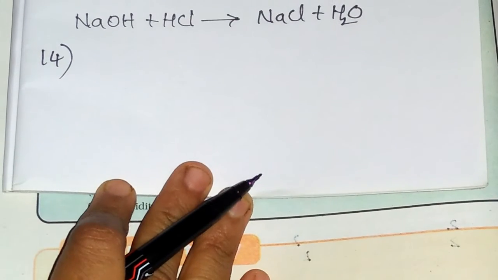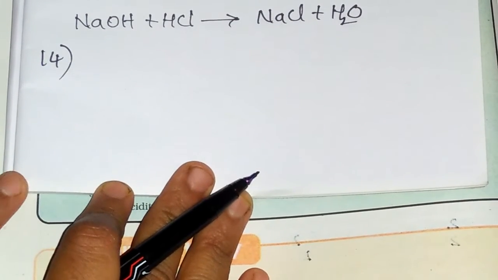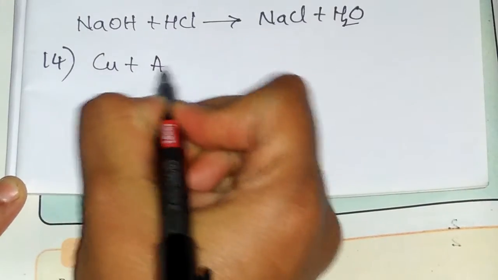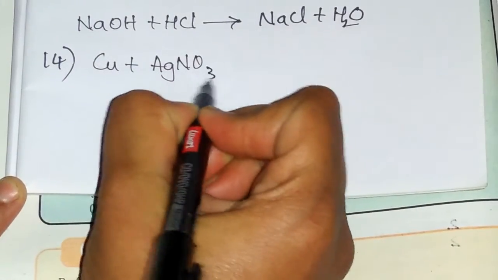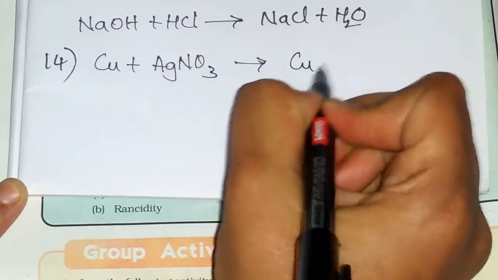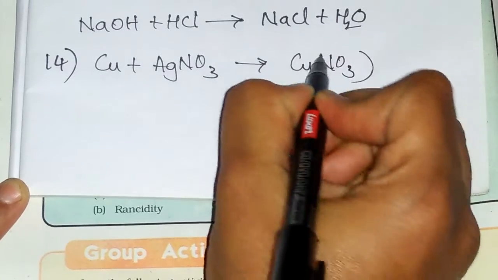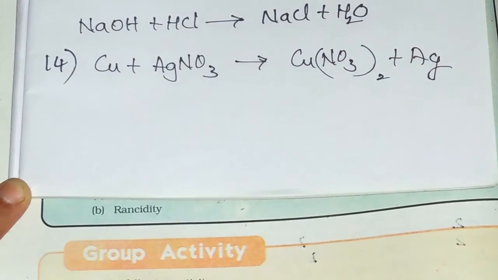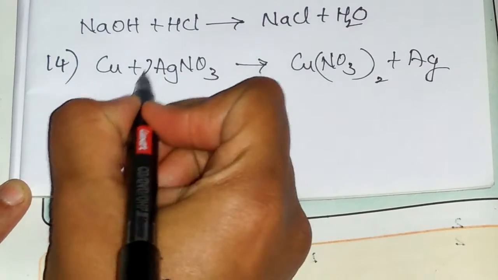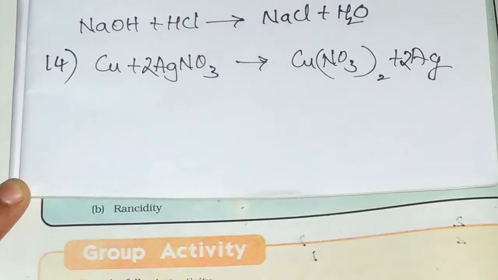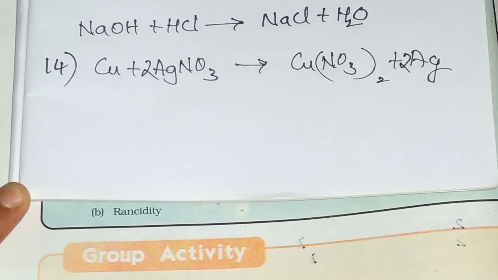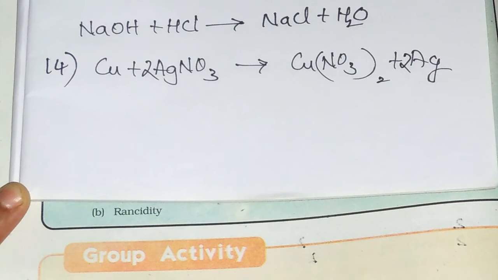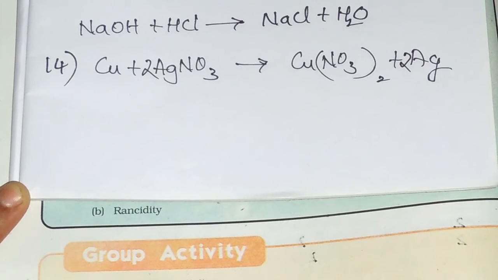So here in this 14th question, for this answer we can write the equation: copper reacting with silver nitrate solution and forming copper nitrate, along with that silver also is formed. If they are asking for a balanced equation, you can write that one also. Just by writing like this, it is balanced. So this is the equation where copper is displacing silver from silver nitrate solution.